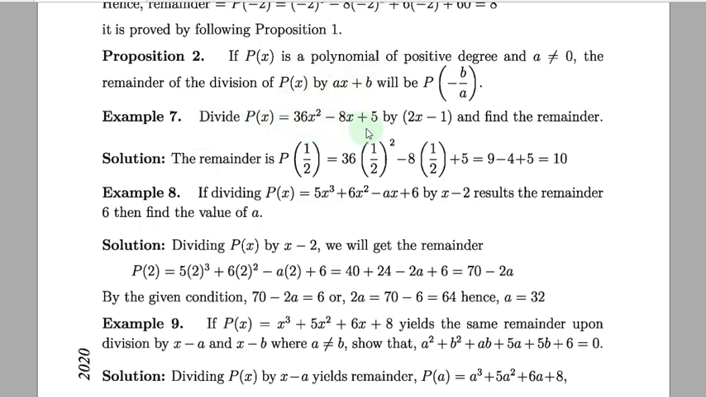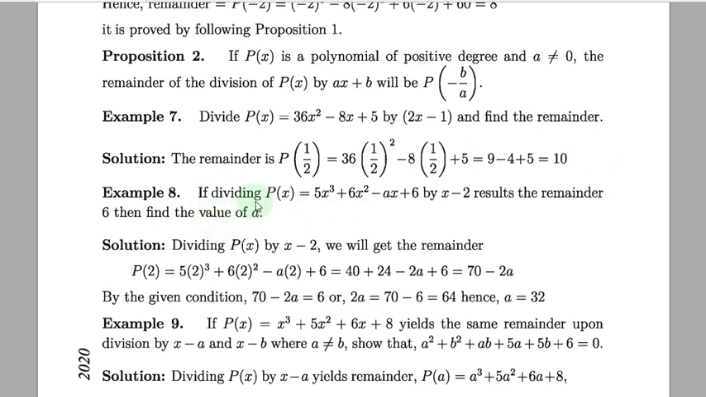Here p(x) is given, and the x has a coefficient 2 and the constant part is -1. So we need to find the remainder. How can you find the remainder? First, the constant will be the numerator and the coefficient of x will be the denominator. So 1 by 2, and there is -1. If you take the negative, minus minus plus, so you need to find the value of p(1/2). This will be the remainder of p(x).